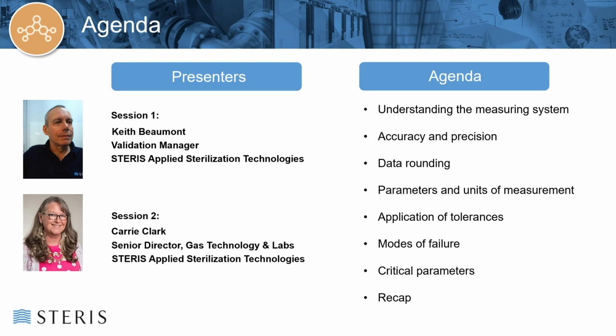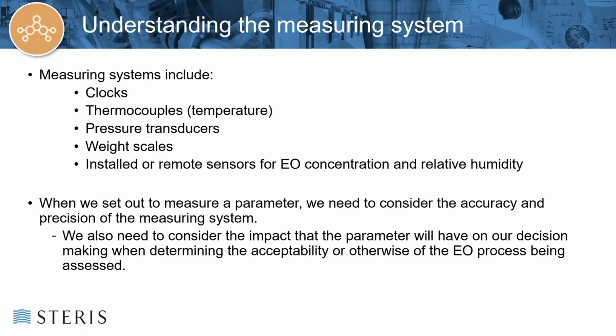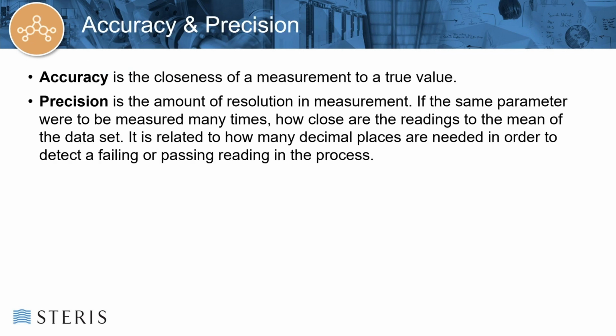So starting off our talk, we're talking about understanding the measuring system used in EO sterilization. You've got all sorts of equipment that measure all sorts of attributes of the cycle, including the clocks that give the timestamp for the various steps in the process, thermocouples that measure temperature within the chamber, pressure transducers that help to control when the machine steps into the next step or phase. Weight scales, you need to know how much EO is being put into your process, and then installed or remote sensors for EO concentration and relative humidity if you're going to be doing parametric release.